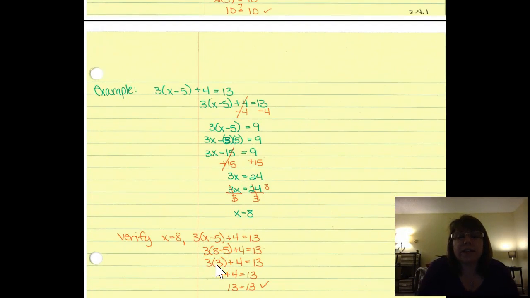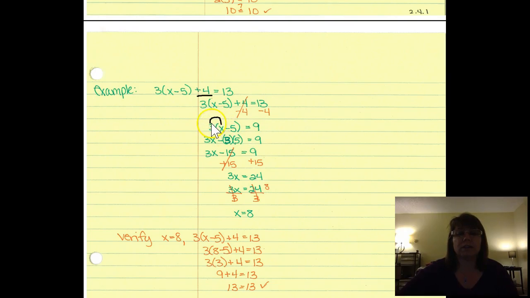All right, let's try another one. 3 times the quantity x minus 5 plus 4 equals 13. Now, I have this stray plus 4 going on, so I do need to move that. I could either distribute first, or I can start moving things around. I'm going to go ahead and start moving things around. So I'm going to, in essence, subtract 4 from both sides. That gives me 3 times the quantity x minus 5 equals 9.